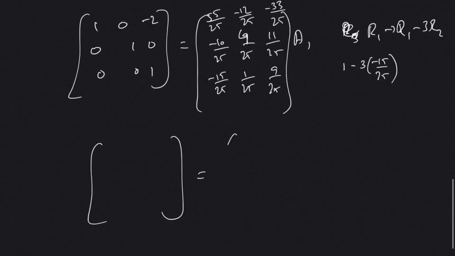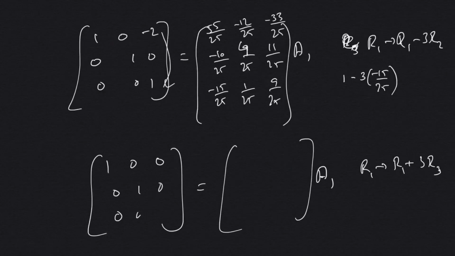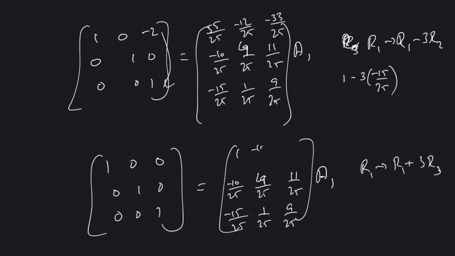Similarly, one last operation, that is R1 again, R1 plus 3 times of R3. So 1 0 0, 0 1 0, 0 0 1. So again applying the calculations, other values will not change. 11 by 25, minus 15 by 25, 1 by 25, 9 by 25. So again applying the operations, you will have 1, minus 10 by 25, minus 15 by 25. So in the further steps, I'm not doing all the calculations, because I hope that you will be able to do the calculations.